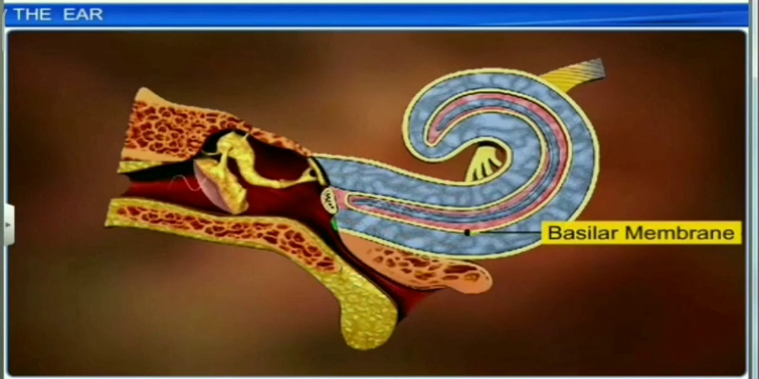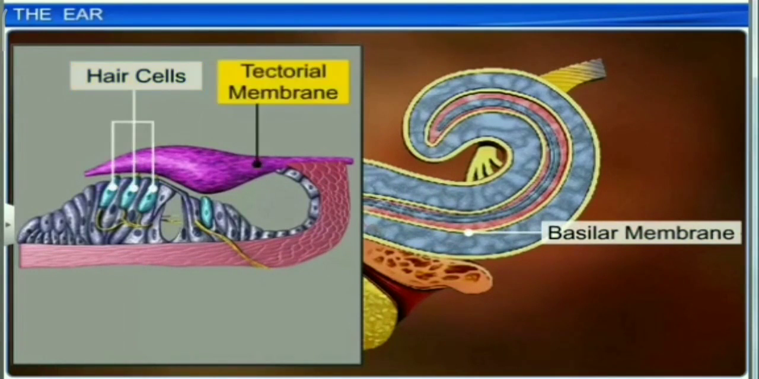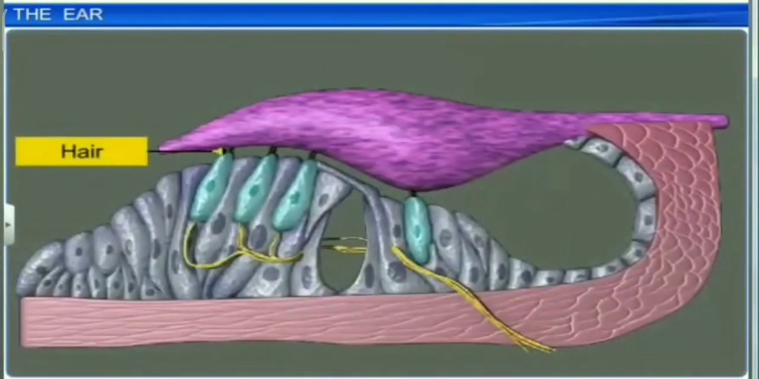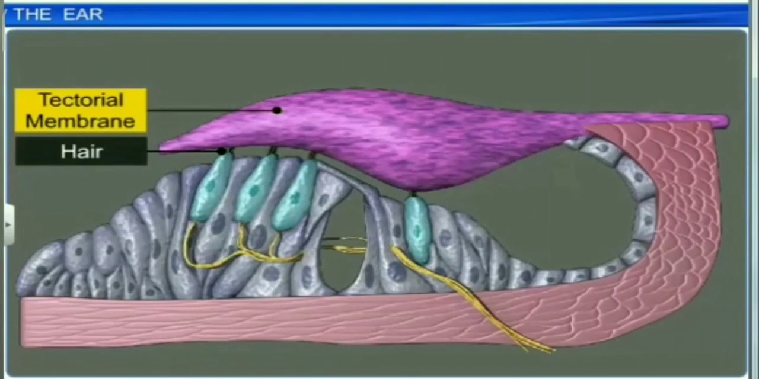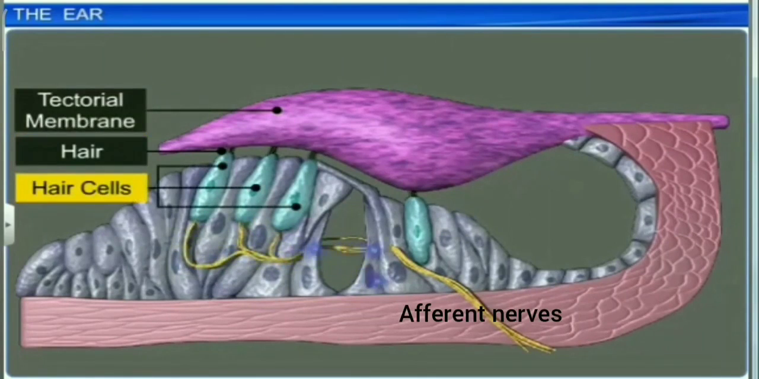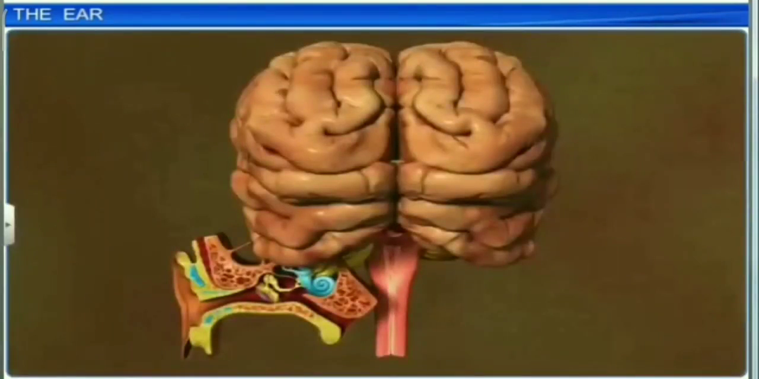Now these waves induce ripples in the basilar membrane. These movements in the basilar membrane cause the hair cells to press against the tectorial membrane. This generates a nerve impulse in the afferent neurons. Now the impulse is sent to the brain via the auditory nerve. The auditory cortex of the brain decodes the sound.